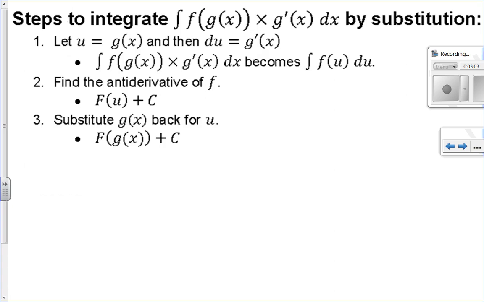So let's look at the steps. The steps are to recognize what the inside function is and substitute u for that. Then we've just seen that du is just g prime of x. By substituting those two values in, it simplifies to just be the integral of f of u du. So you take the integral of that, and in your last step, you substitute g of x back for u, and then you have your antiderivative.